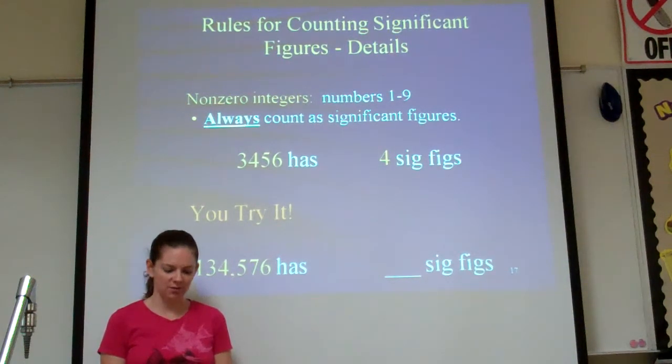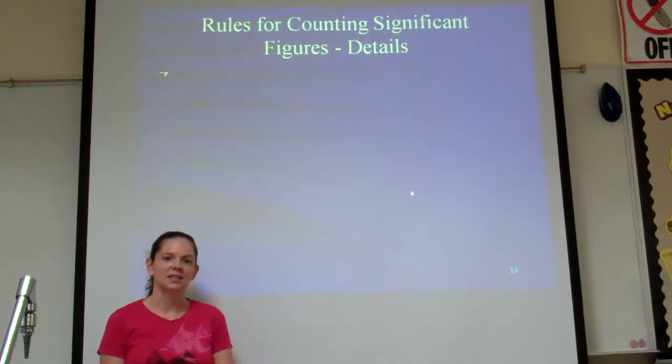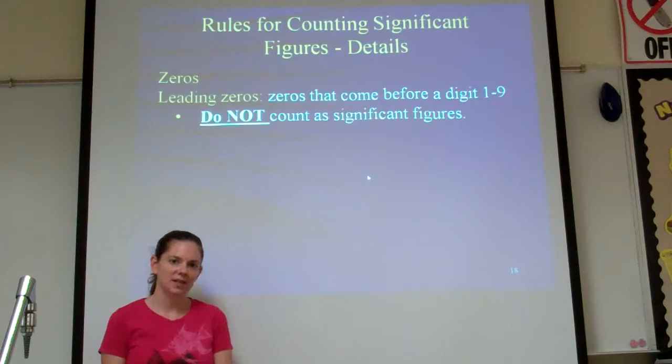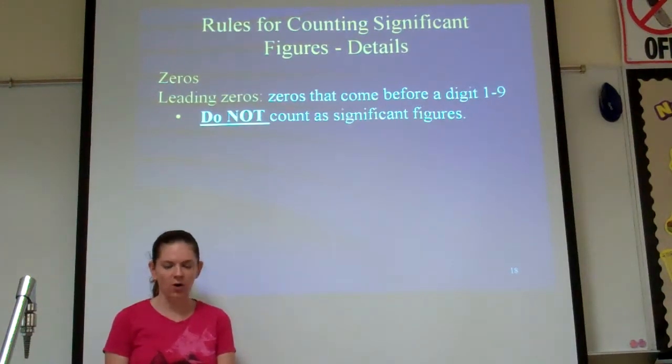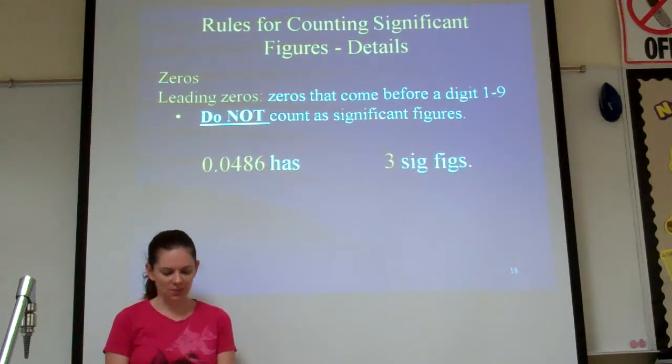Going on to our zeros. Our first zero is called a leading zero. These are zeros that come before digits 1 through 9. They do not count as significant figures. For example, 0.0486 only has 3 significant figures. The zeros that come before digits 4, 8, and 6 are leading zeros. They're only holding a place.